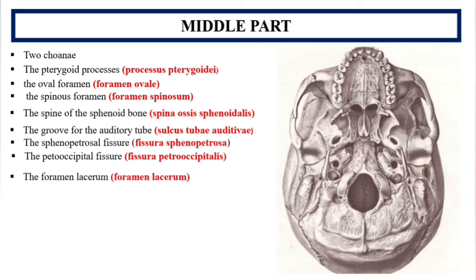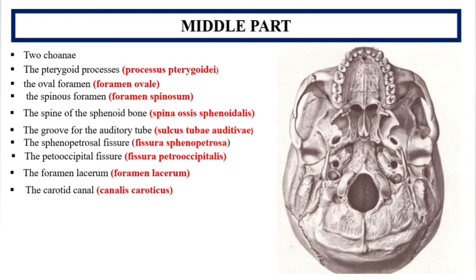Foramen lacerum, right? This foramen is very important because many people confuse it with the opening for the internal carotid, right? So we have a clear view of this foramen, and it's found here, foramen lacerum. Okay, the carotid canal, of course, the external opening is here, right? And the internal opening is on the apex. This is the external opening, right?